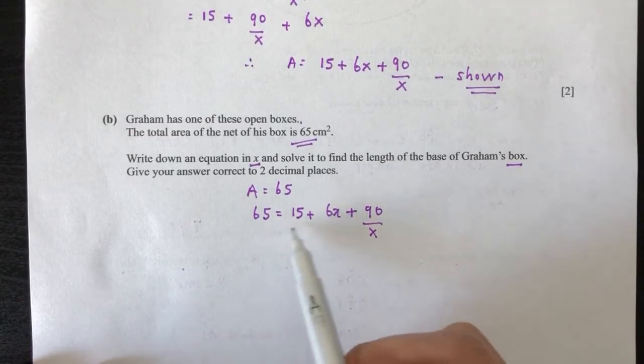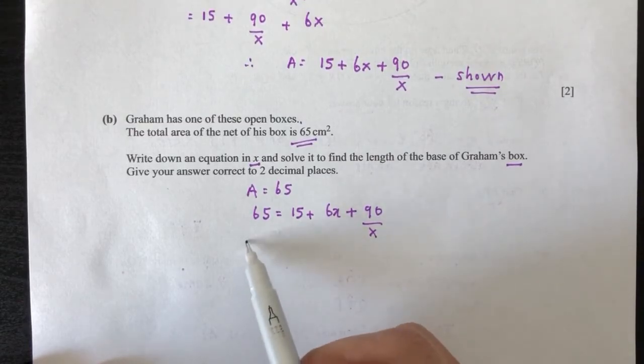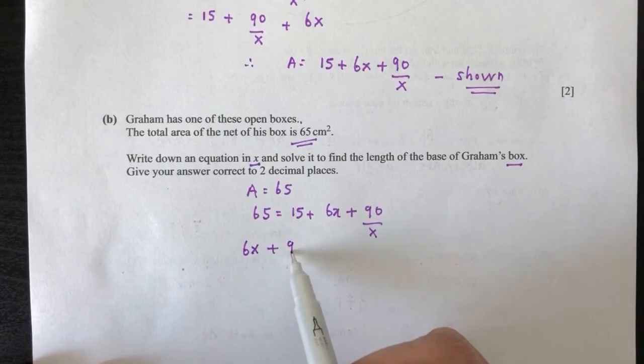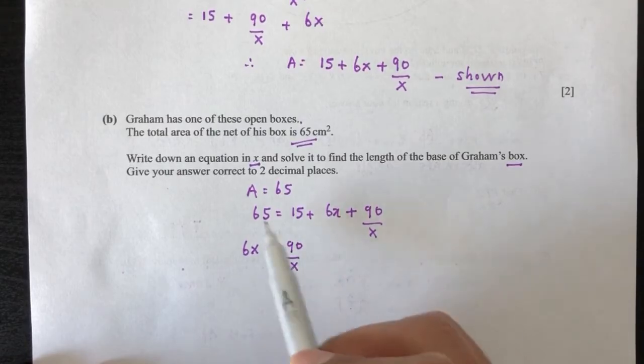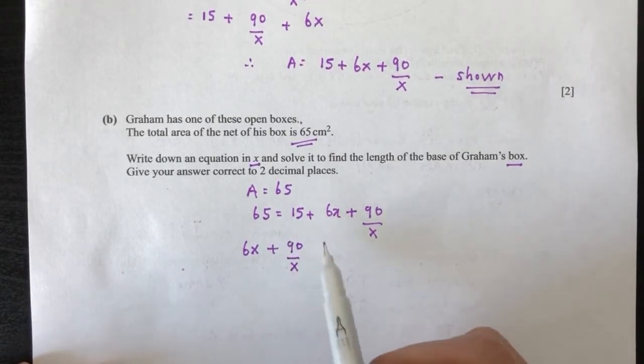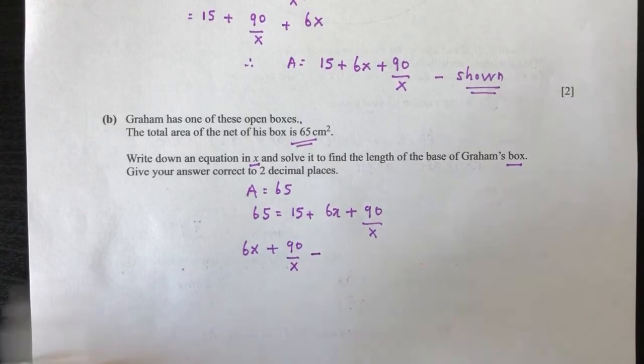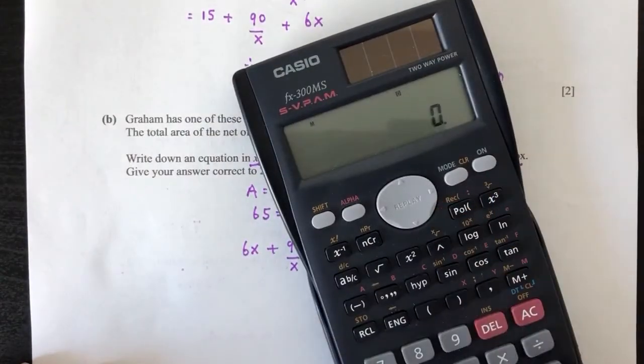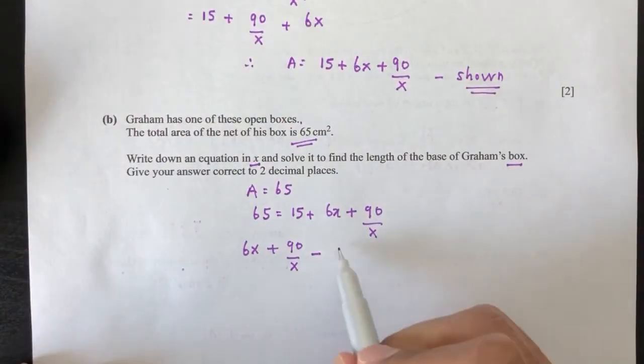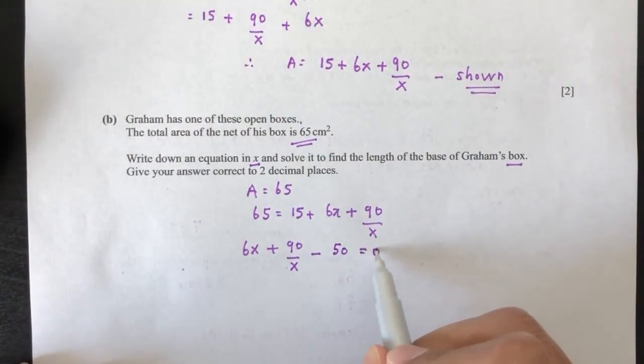So we can now bring this one over here. We will have 6x plus 90 over x. So what is 15 minus 65? Let's find out. 15 minus 65 will be minus 50. So minus 50 equal to 0.